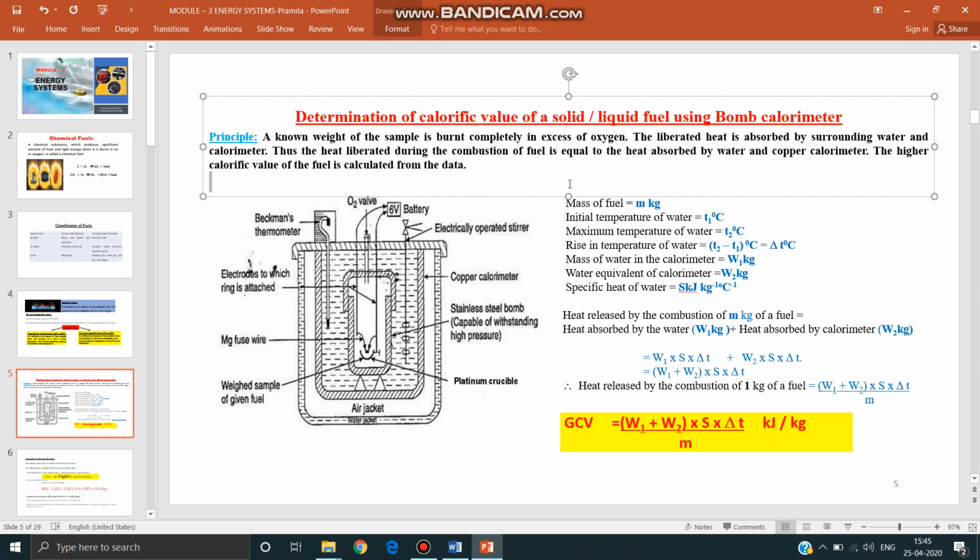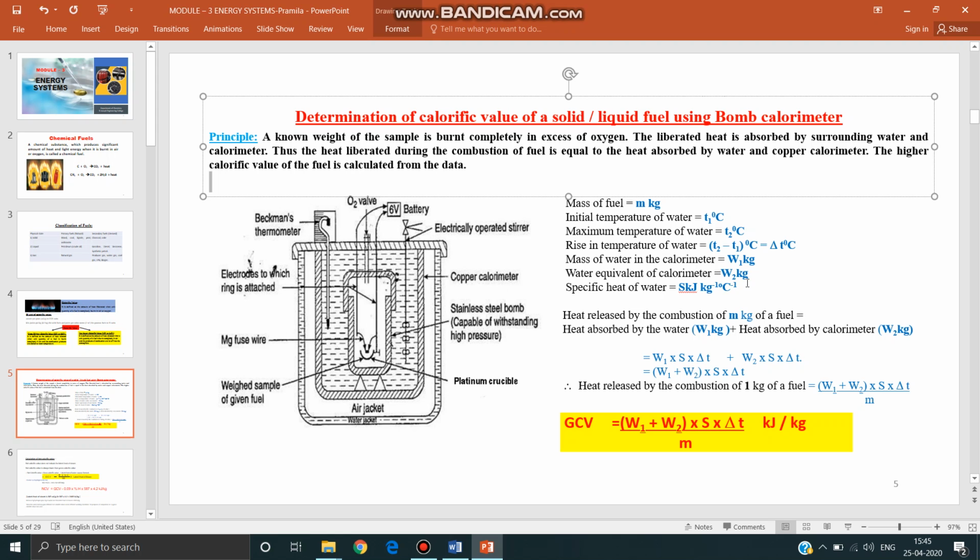So, what are the calculation steps? Here, you write down the mass of fuel, m kg, then the initial temperature before starting the combustion process, T1 degree Celsius, and the maximum temperature after the combustion process, the highest temperature recorded in the thermometer, that is T2 degree Celsius. Now, what's the rise in temperature of water? The difference gives the rise in temperature, delta T degree Celsius. Mass of water in the calorimeter is W1 kg. Water we have taken in the calorimeter. Now the water equivalent of the calorimeter is W2 kg.